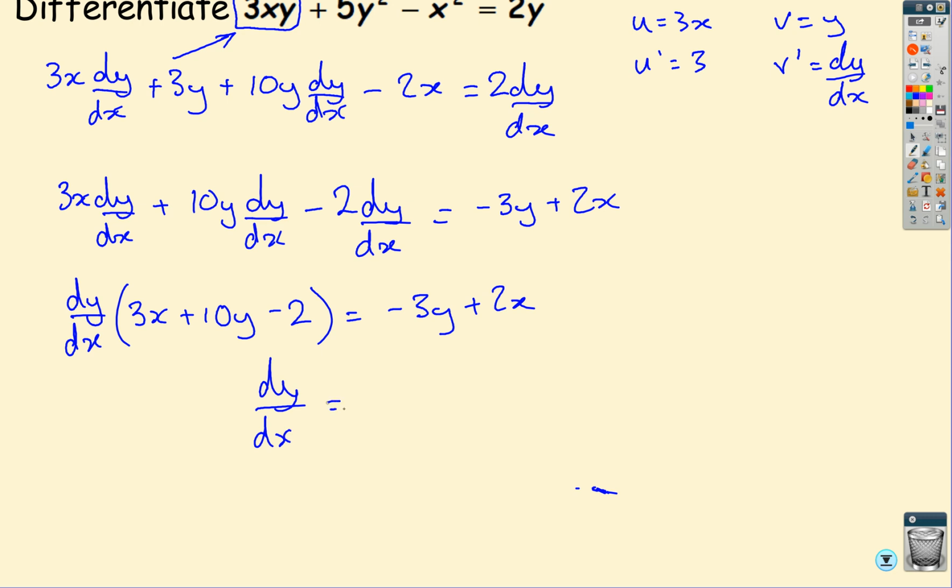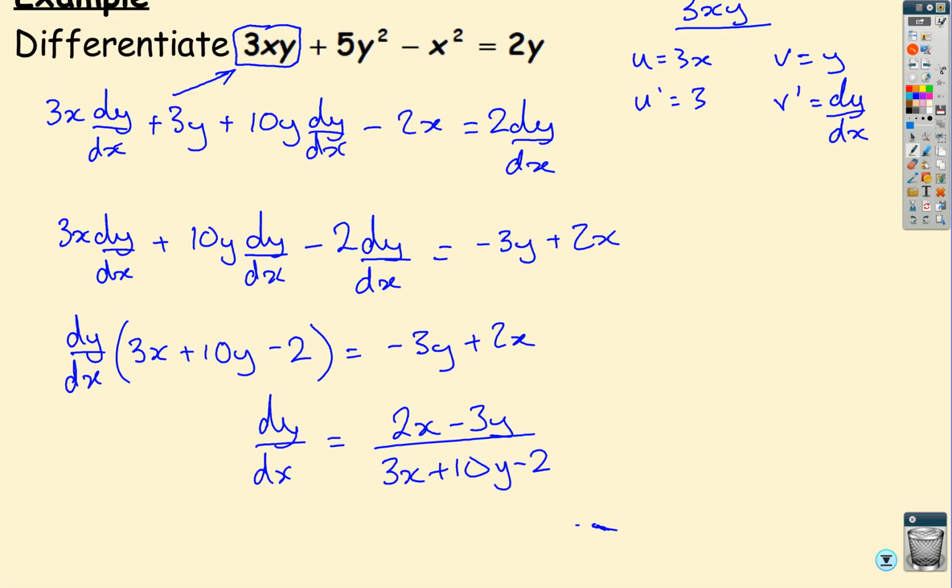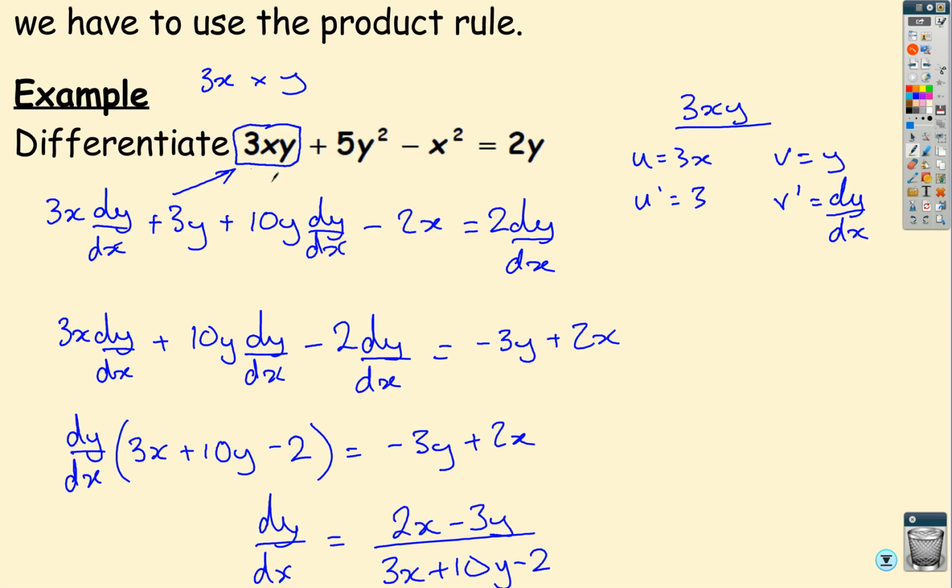I'm just going to write it as 2x take away 3y because it's upsetting my OCD to lead with the negative term. So 2x take away 3y over 3x plus 10y take away 2. Job done. Alright. So terms containing both x and y need a product rule to find the derivative of. Okay.